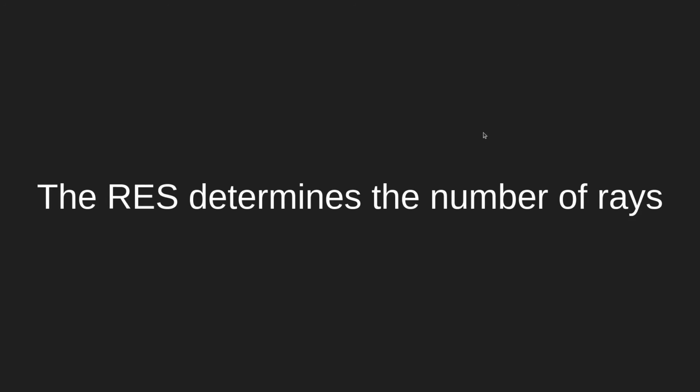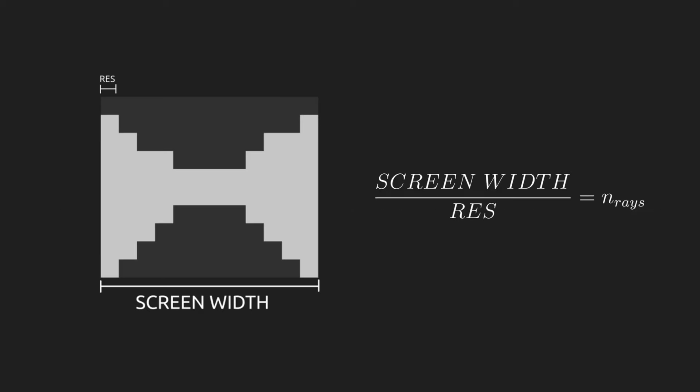Remember that the smaller the width of each rectangle is, the more rectangles we need to render, costing us more CPU power. Each rectangle is associated with a single ray. So the higher the number of rectangles, the higher the number of rays that we need. So the res determines the number of rays. We just need to take the screen width and divide by the size of each rectangle, which is res. And this will give us the number of rays. Basic math.